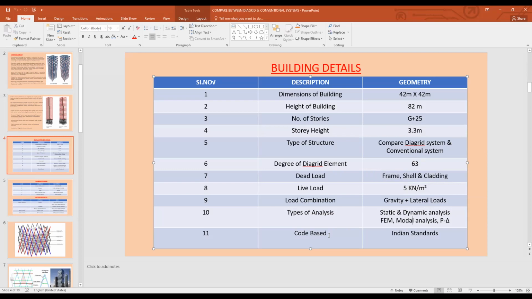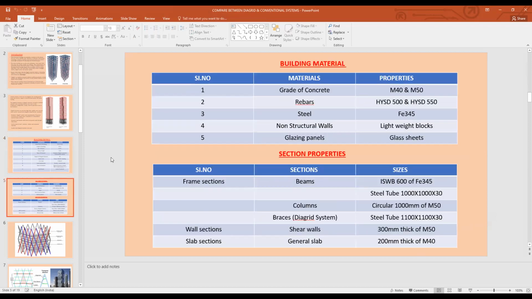So we are doing all these things with the Indian code, Indian standards. But see, if you increase this from 82 to 150 meter, then you have to increase the number of codes also here. We will use FEMA code. Some of the high-rise ones, IS 1600. That code also.